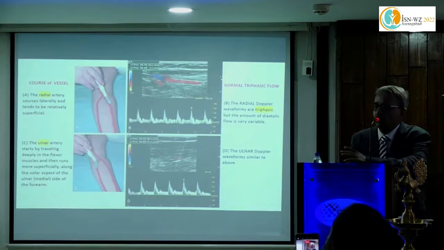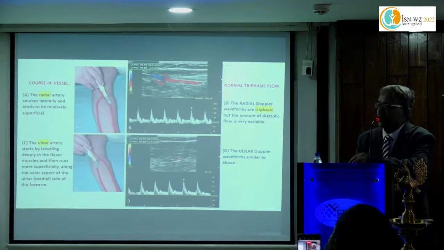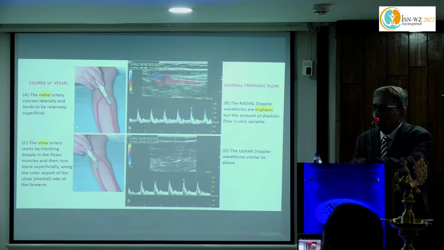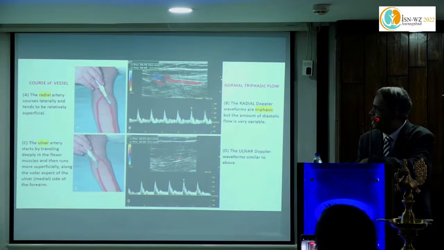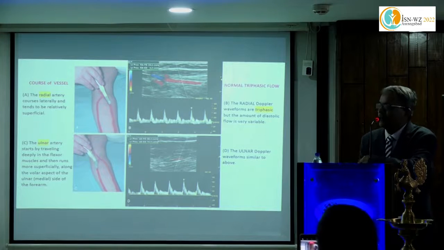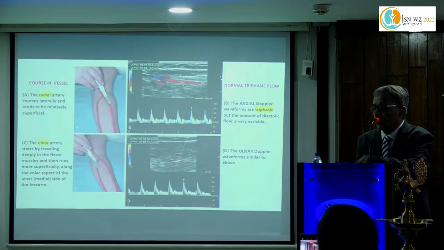You need to talk to the sonologist for surface marking of the radial and ulnar arteries, and the brachial bifurcation, which in some cases is above the elbow. If you know beforehand that the bifurcation is higher up, you will not search on the brachial artery for a long time. And the waveforms I told you about earlier are very similar in the ulnar and radial arteries.